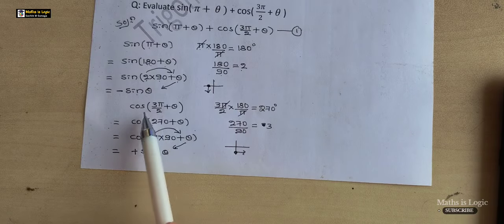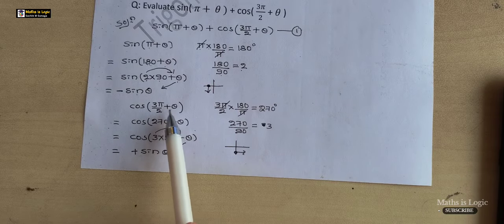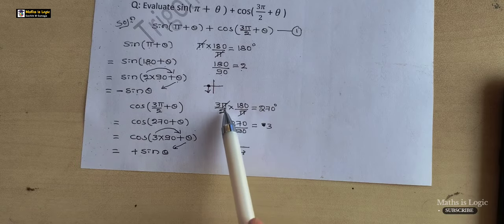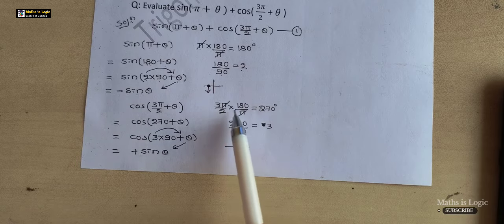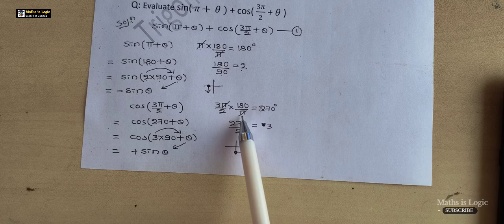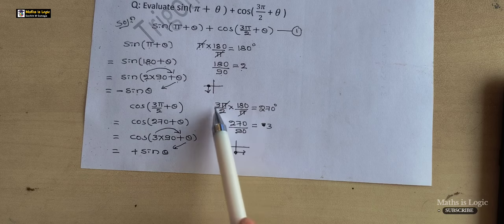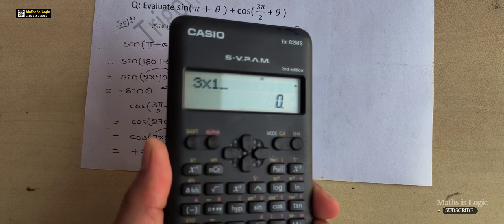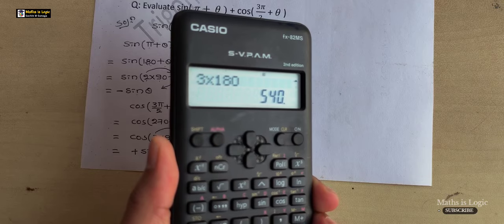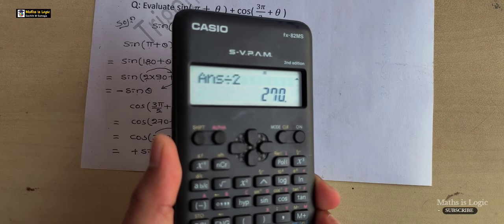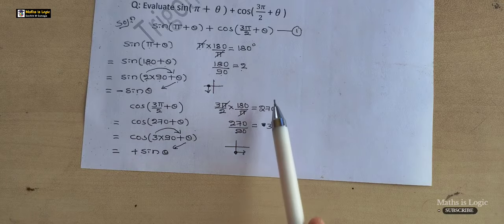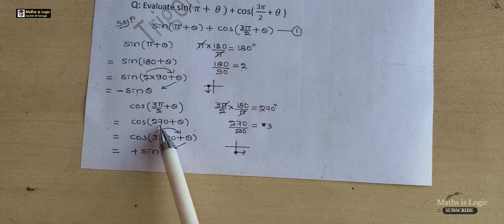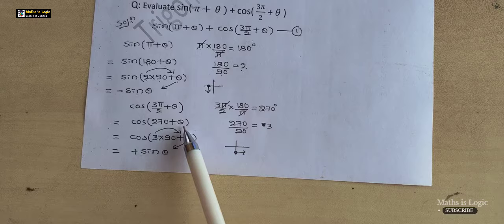So next, take cos 3 pi by 2 plus theta. Again radian, convert that radian into degree. How to convert? For that, 3 pi by 2 multiply 180 divided by pi. Cancel pi and pi, use the calculator. 3 into 180 divided by 2 means 270. So replace this radian by degree, 270 plus theta, keep it as it is.